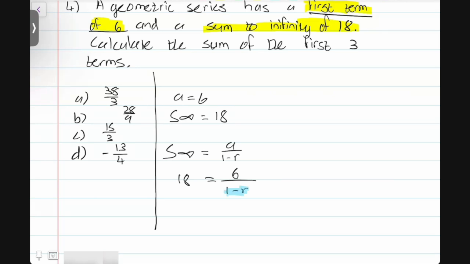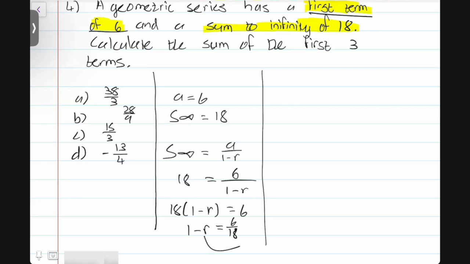Let me not waste any more time. With 1 minus R, I'm going to make division into multiplication and take it onto that side. So this is 18 into 1 minus R is equal to 6. Normally you'd distribute this, but I don't want to do that. The multiplication by 18 becomes division on that side. So this is simply 1 minus R is equal to 6 over 18.